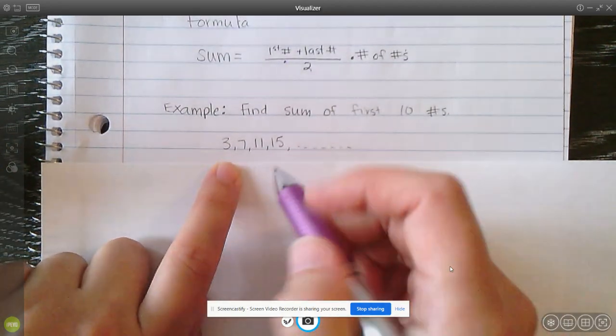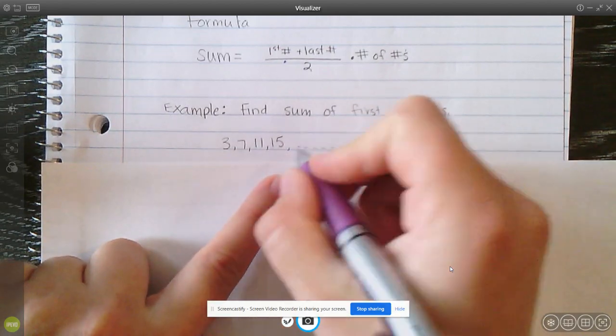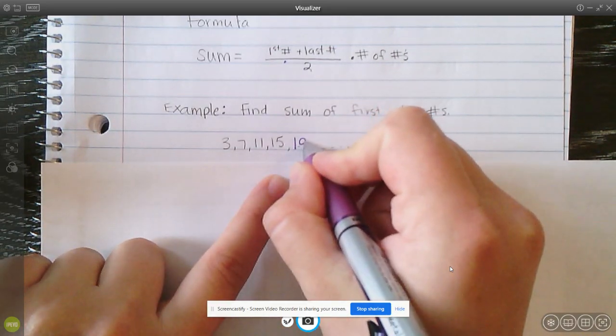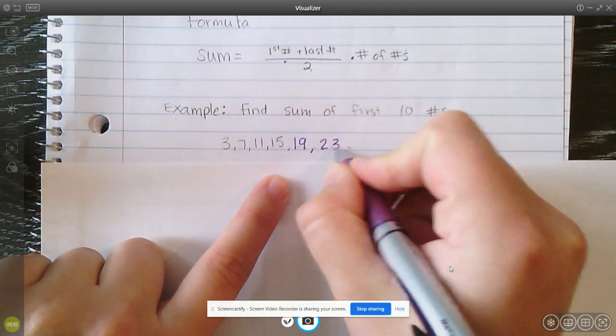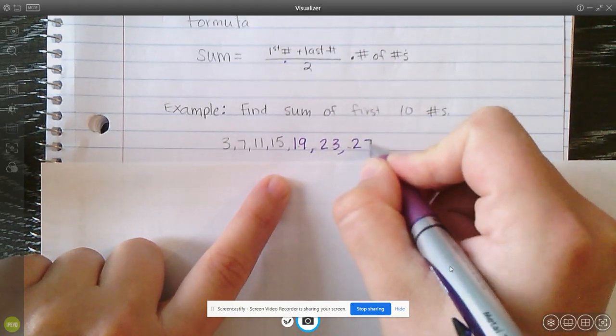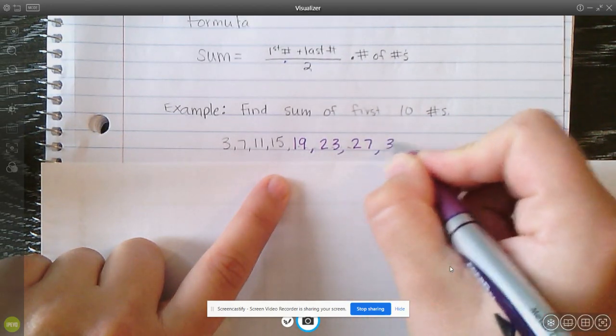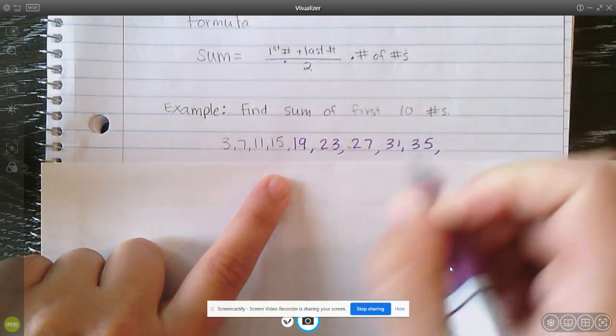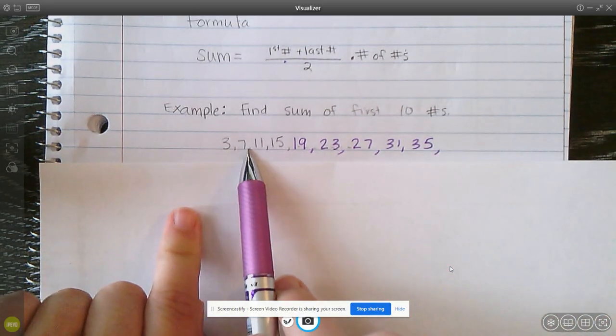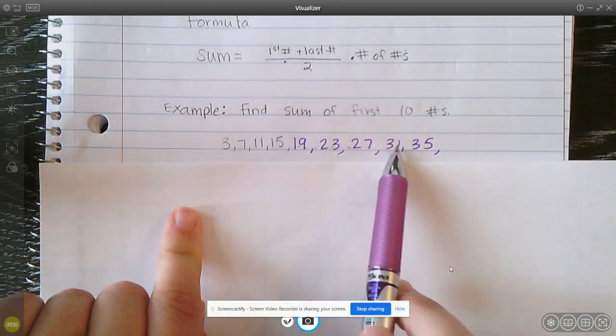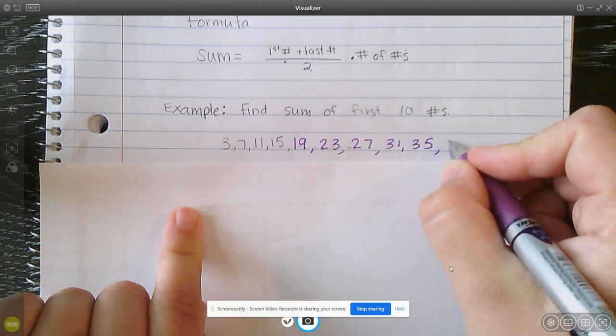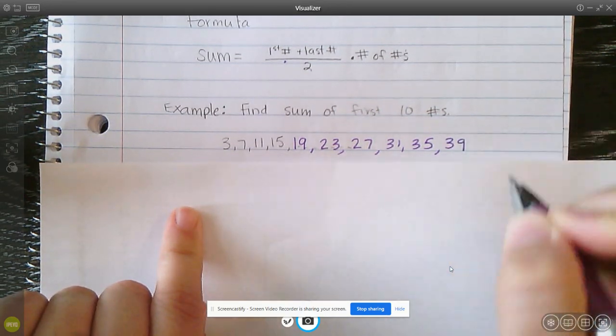So let's just go ahead. We have 3, 7, 11, 15, and we keep adding 4 every time. So you have 19, 23, 27, 31, 35. How many am I at? I have 1, 2, 3, 4, 5, 6, 7, 8, 9, and then 10 is 39.